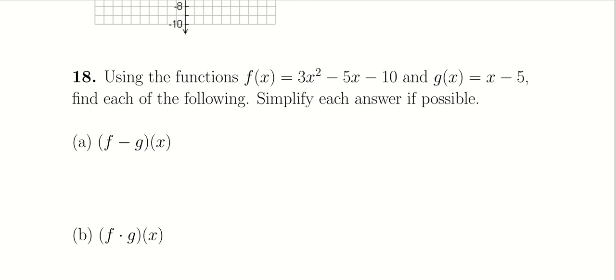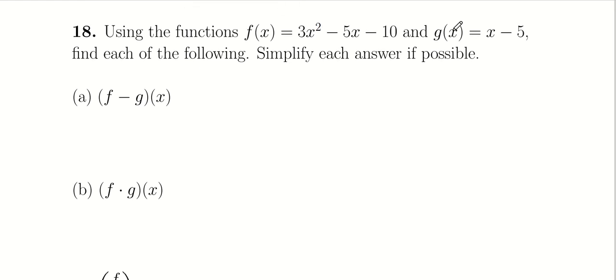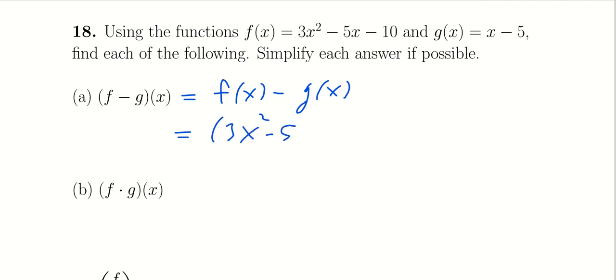The next thing we come to is our section on the algebra of functions. Given two functions f and g, we want to find f minus g. This is simply going to be f of x minus g of x. That is 3x squared minus 5x minus 10 minus (x minus 5).